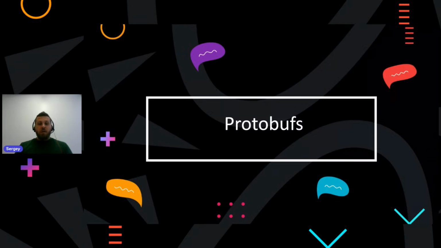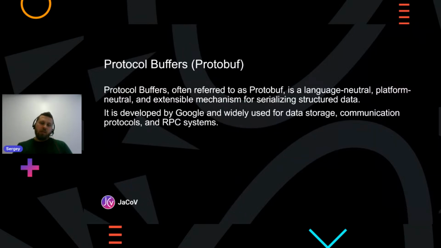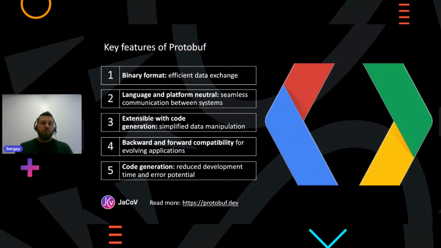So, Protobufs. Protobuf stands for protocol buffers. It's a language-neutral, platform-neutral, and extensible mechanism for serializing structured data. It's developed by Google and widely used for data storage, communication protocols, and RPC systems. Main features of Protobufs: a binary format for efficient data exchange. It's language and platform neutral, so there is seamless communication between systems even if they are written in different languages, and you will see no issues with it. Extensible code generation simplifies data manipulation. Backward and forward compatibility for evolving applications is quite important for huge production applications. Code generation reduces development time and error potential.